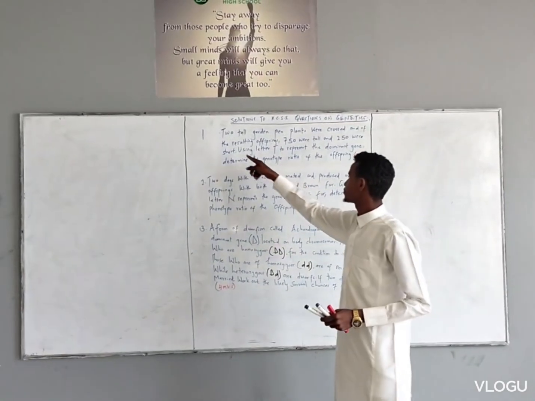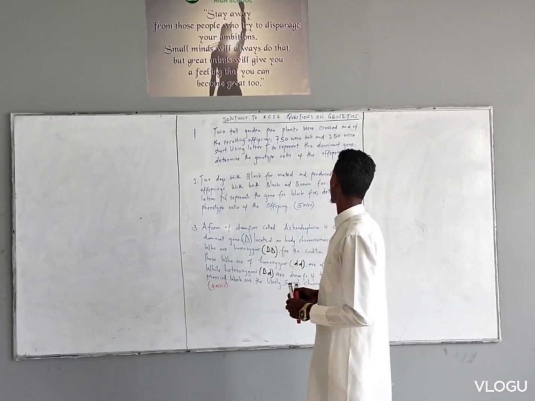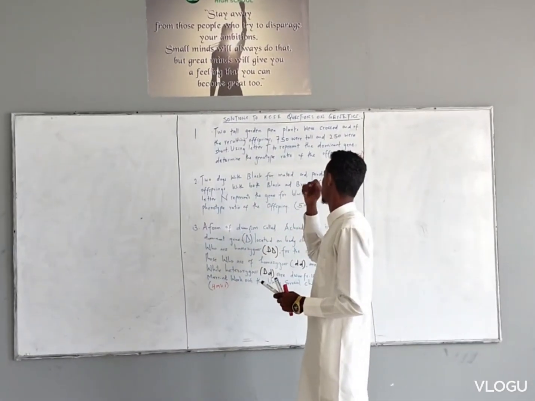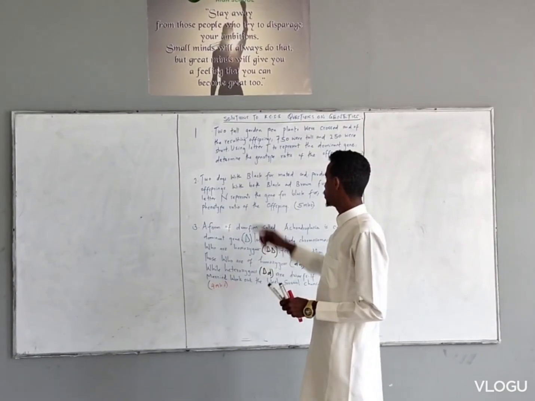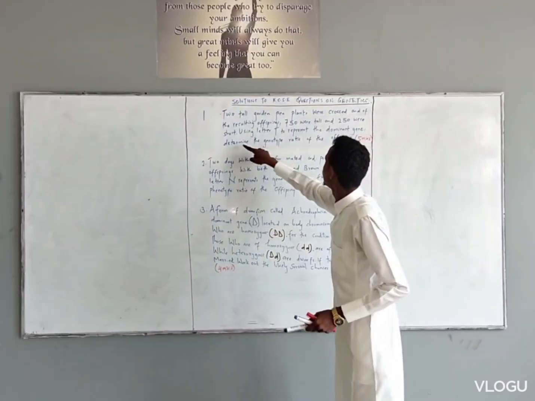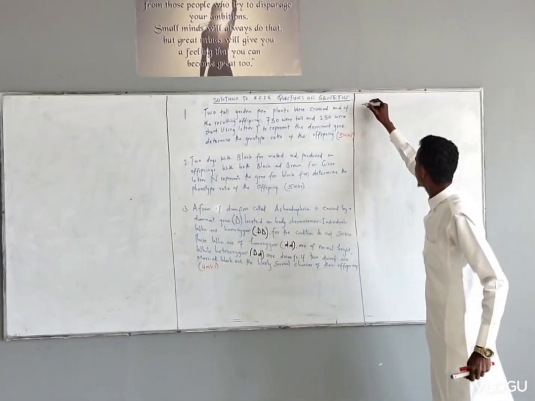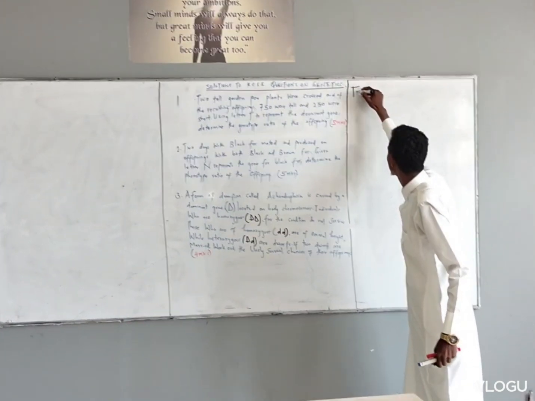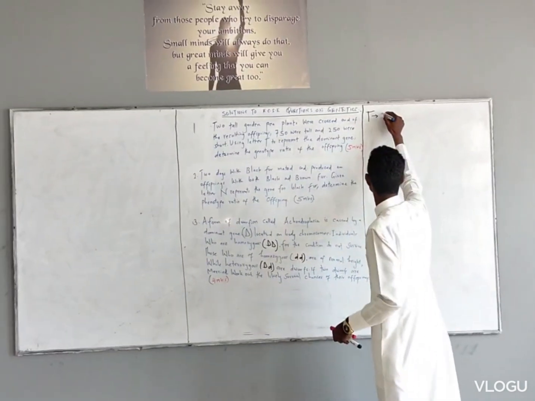For our first question, it might read: 2 tall garden pea plants were crossed, and of the resulting offspring, 750 were tall and 250 were short. Using letter T to represent the dominant gene, determine the genotype of the offspring. As you can see, we have letter T as our dominant gene.